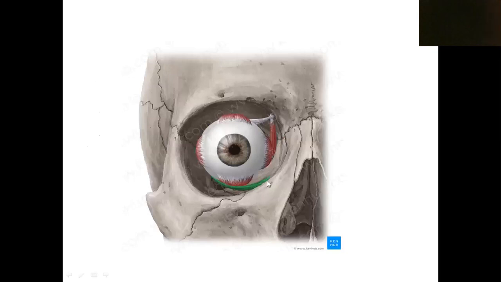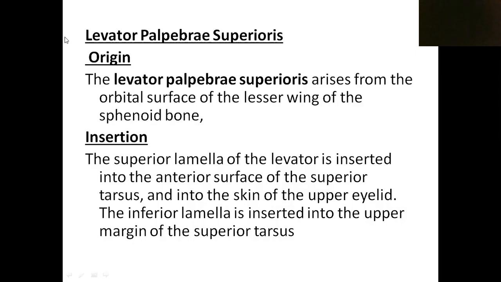So from the orbital surface of the maxilla, it runs laterally and is inserted into the sclera, near the insertion of the superior oblique, or a little below the insertion of the superior oblique. So that point is also clear. So superior oblique, inferior oblique. Then levator palpebrae superioris. See, origin, we'll say the origin.